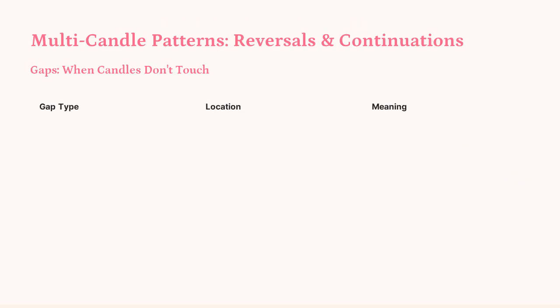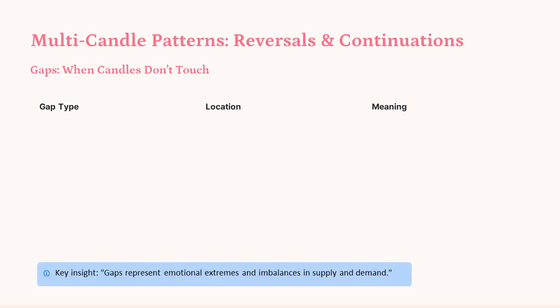A gap occurs when a candle's open price is significantly different from the previous candle's close, with no trading in between. Gaps represent emotional extremes, news events, or imbalances in supply and demand. There are 4 types of gaps, and recognizing them can give you an edge.